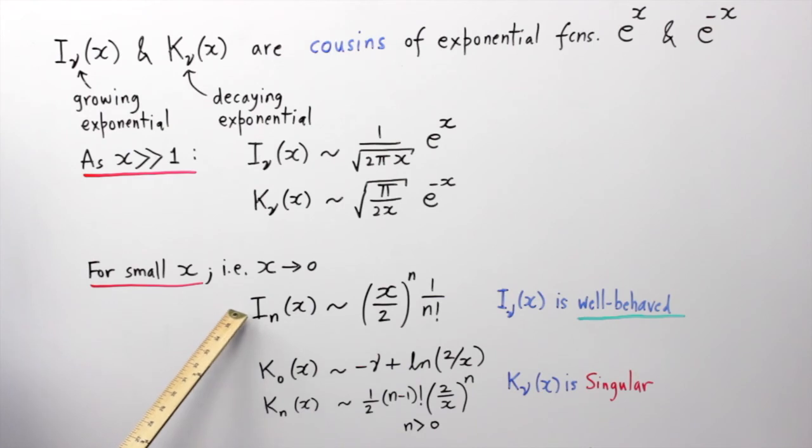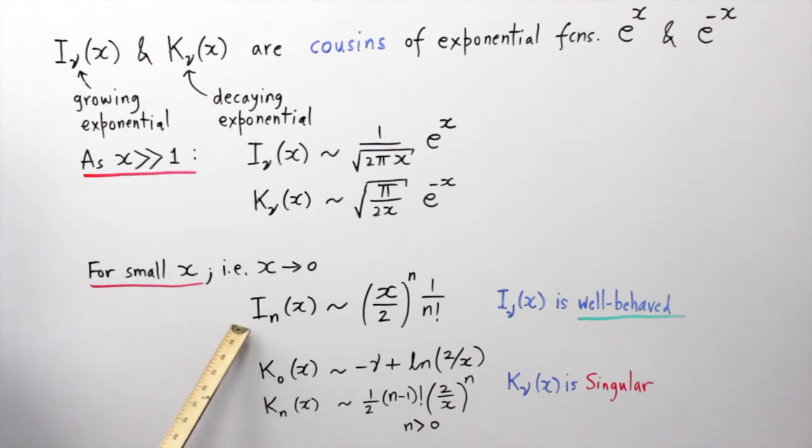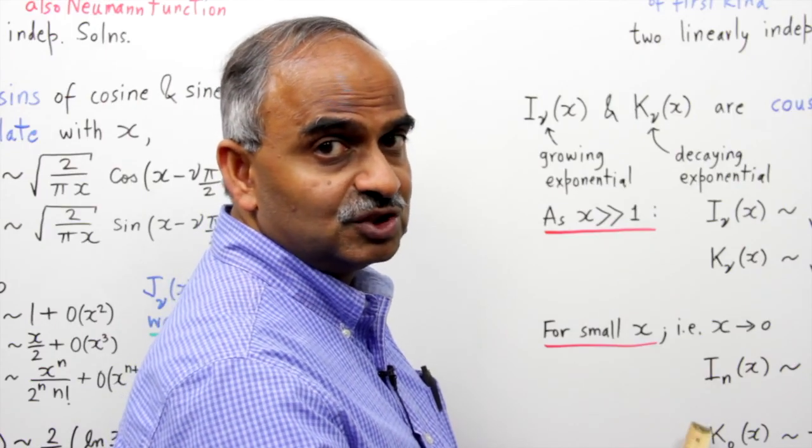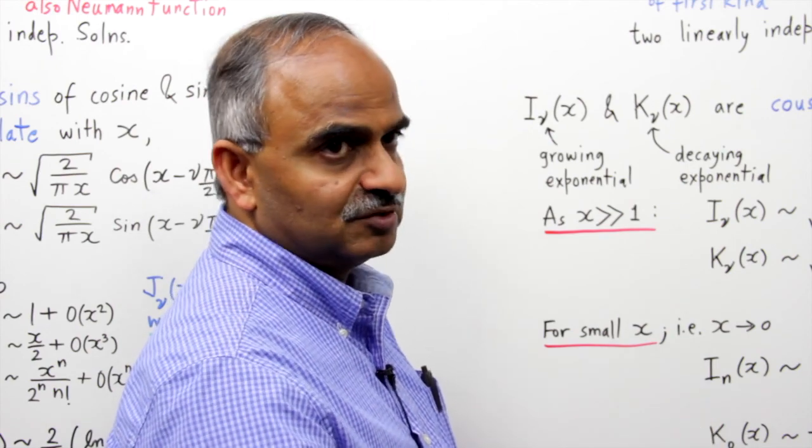And again, knowing this behavior that I_nu is well behaved and K_nu is singular is very useful in solving problems where we can make use of these properties. When we need to come up with a linear superposition of these two functions to represent a general response, we can make use of these properties.